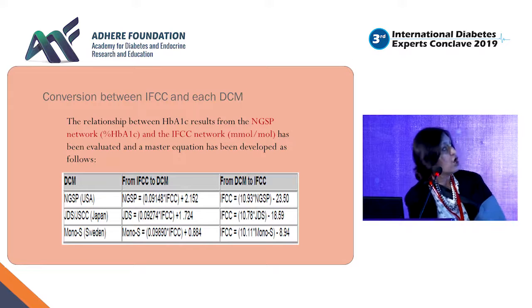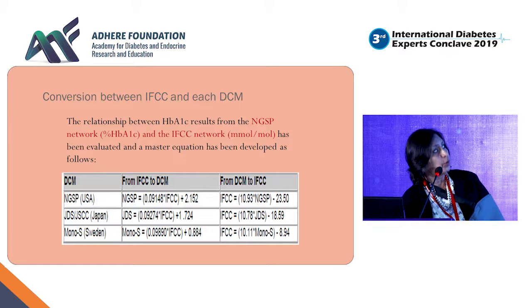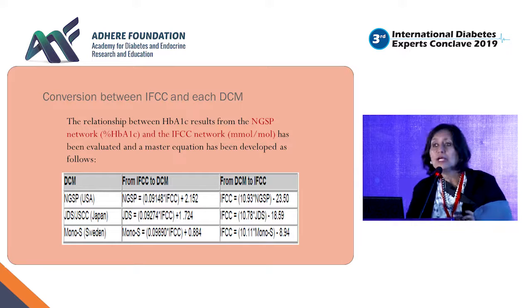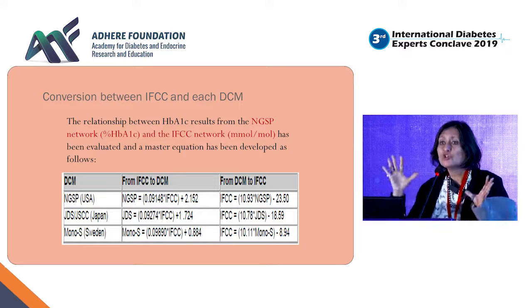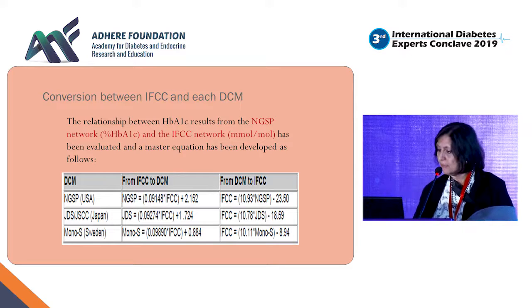Now look at the comparison of the network of NGSP versus IFCC, and you see that there is a huge variation. So they had to apply formulae from IFCC to DCCT, from DCCT to IFCC. This is the NGSP, Japanese and Swedish. And a formula had to be applied to make it a very standard method.